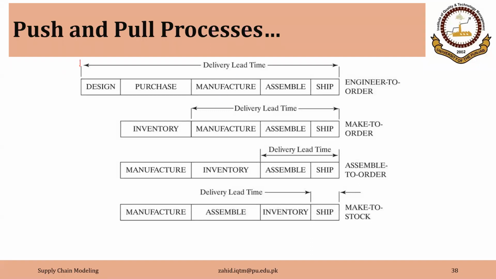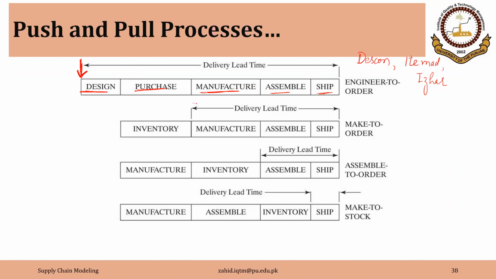The decoupling point in the case of an engineer to order organization is this one. Nothing is done unless customer order is received, and based on customer order, we design the product, purchase the materials, manufacture the product, assemble it, and ship it to the customer. A classical example in projects organization is Descon or Etamad or Izhar, etc. These are all examples of such types of organization, designing as well as making the product as per customer specifications.